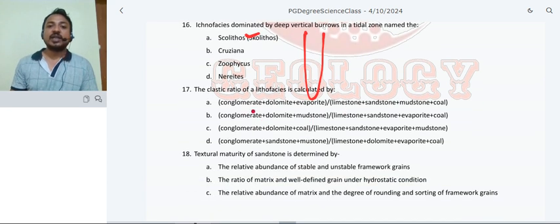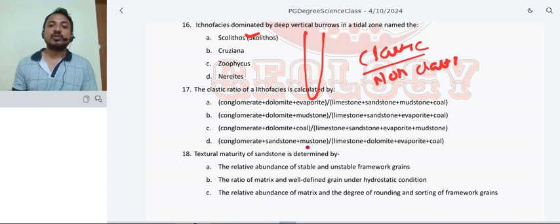Then the clastic ratio of lithophysis. The clastic ratio is calculated by clastic by non-clastic. Here, conglomerate, sandstone and mudstone are clastic. Limestone, dolomite, evaporite and coal are non-clastic. Answer will be D.